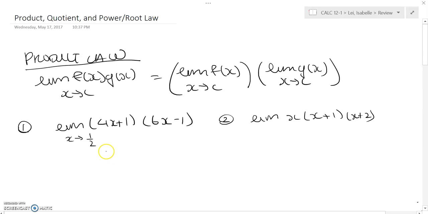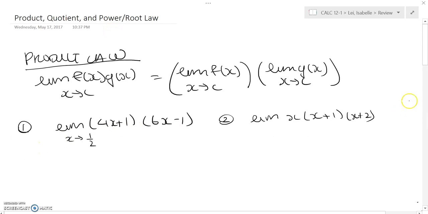So in addition to the constant multiple and sum laws, which was the previous video, we also have the product, quotient, and power and root laws, which is basically the same thing. But often when we are using these more complicated ones, we have to use the constant multiple and sum laws. So we have to make sure that we are confident with those before trying the more complex questions, as with any concept.